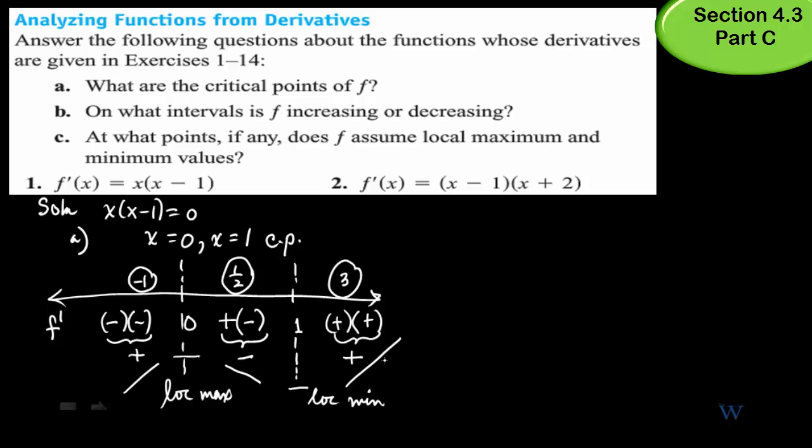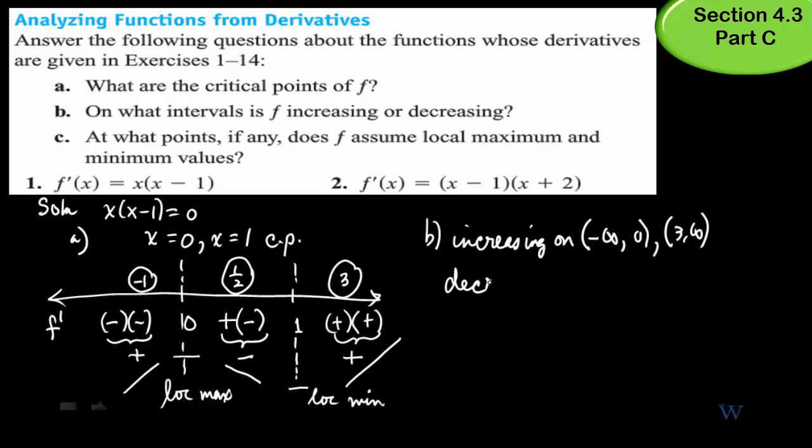Okay, so let's summarize for letter B. Let's start with where it's increasing. It's increasing on two intervals: from minus infinity up to 0, and then another interval where the derivative is positive, from 3 to infinity. And it's decreasing on the interval from 0 to 1. So that answers letter C.